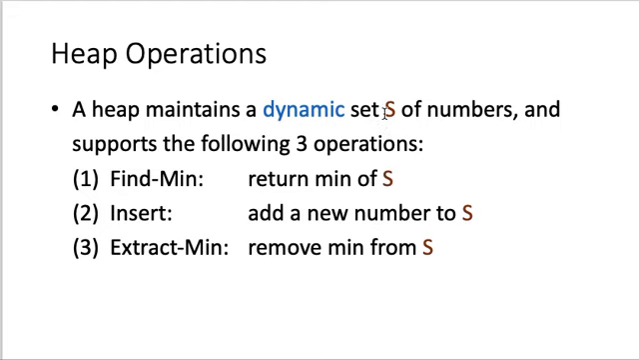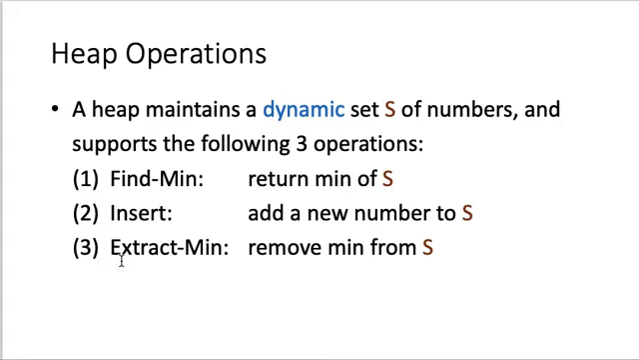And then this dynamic set will have three operations. The first one is we want from time to time to find out what is the current minimum of this set S. Because S is going to change from time to time, the minimum may change. And the second one is the insert operation. This supports adding a new number to S. So in this case, S will be changed.